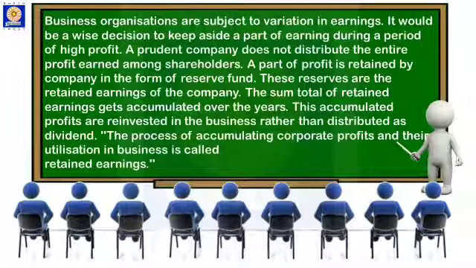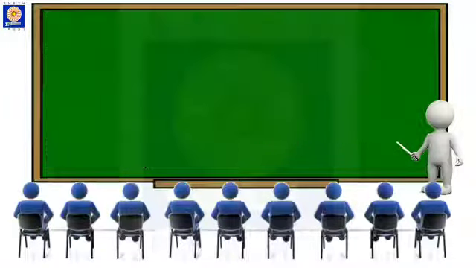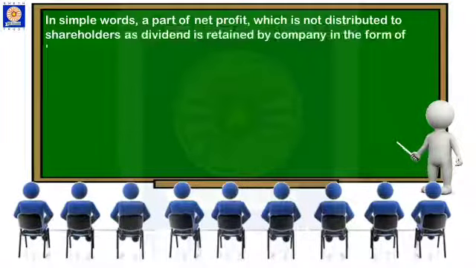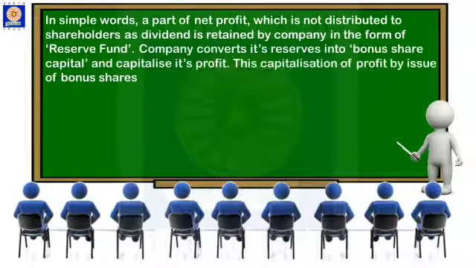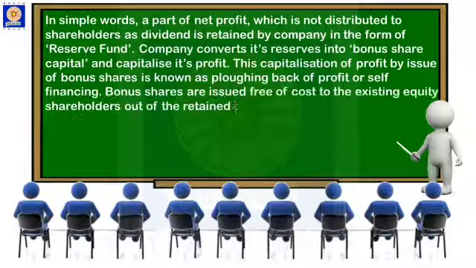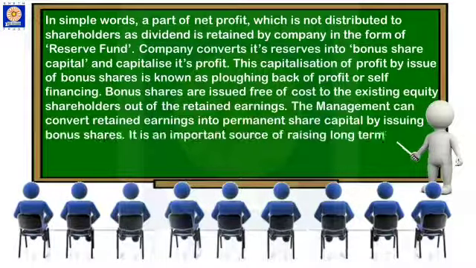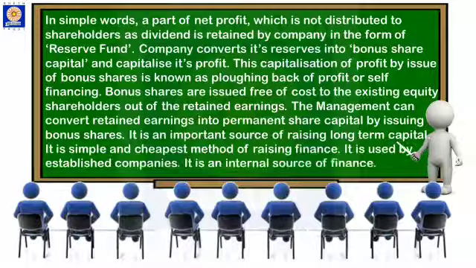The process of accumulating corporate profits and their utilization in business is called retained earnings. Retained earnings is also a source of finance for a business organization. You can say it is a cost free finance, as if the company raises capital through this source, there is no one in the market to whom the company has to pay. Every year, the company has to keep aside this part of profits.